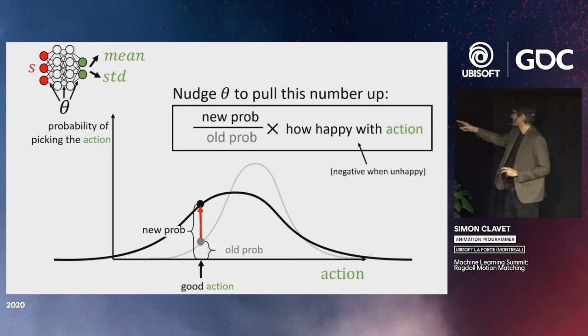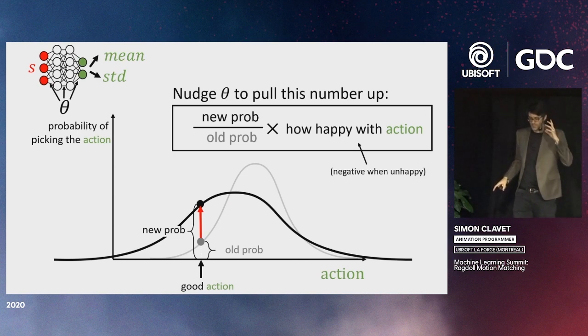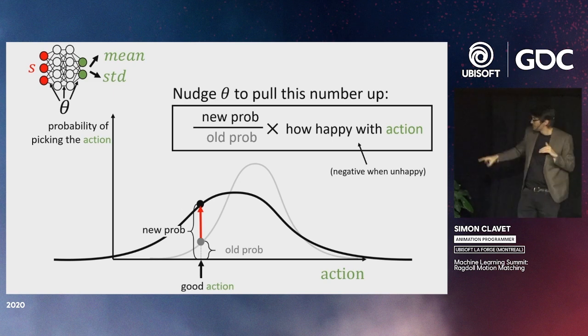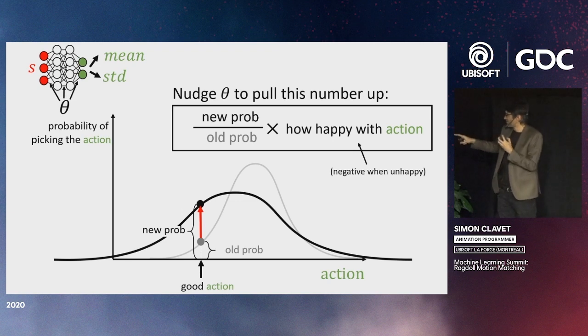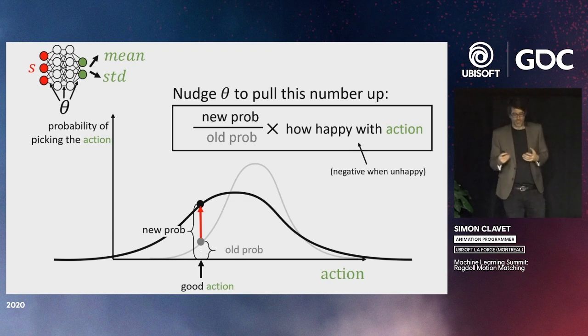So how happy are we with the action? Let's put this number there, and make sure that it's negative when we're unhappy. So it's going to bring the ratio down. It's going to go below 1 in this case. So that's the force that we want. Okay, we want to nudge theta to pull this number up. That should work.